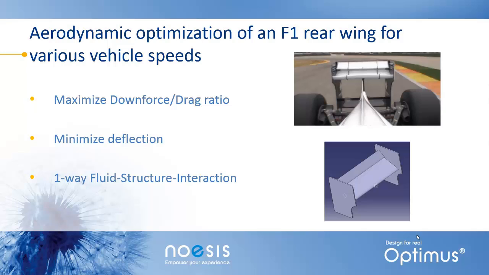When we say that we want to optimize the aerodynamics for this wing, we want to maximize the downforce to drag ratio of the wing itself. And we also want to minimize the deflection that the wing and the flap encounter. This, of course, requires a one-way fluid structure interaction. And combining Optimus with ANSYS Workbench makes this very easy to set up and ultimately to run.